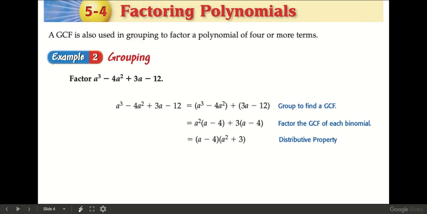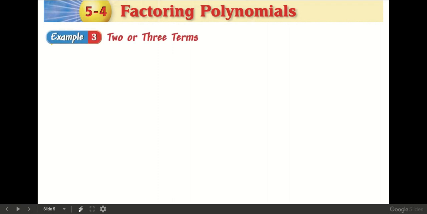So that would be the final simplified answer. Neither one of these can be simplified any further. So that's as simplified as it gets. Let's look at an example.